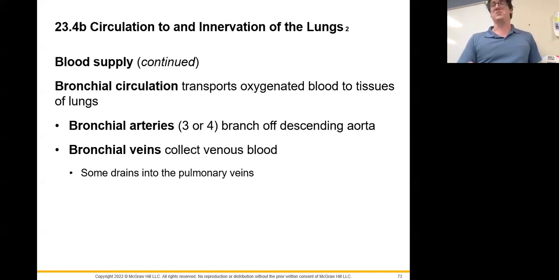Bronchial circulation is where we are trying to get oxygen to the lung tissues themselves, okay? Just like the heart, right? How the heart had its own little bit of circulation where we had to make sure that we could feed all the muscles involved in the heart. We have to have some amount of bronchial circulation here to feed all of the lung tissues, okay?